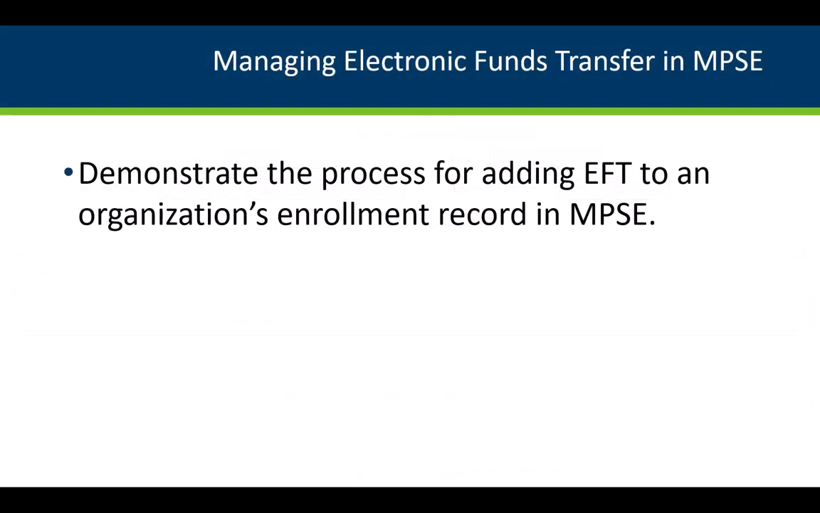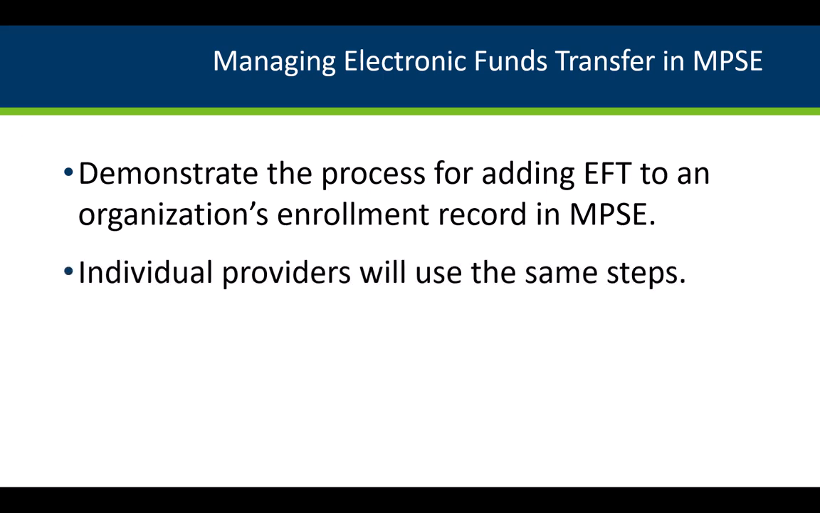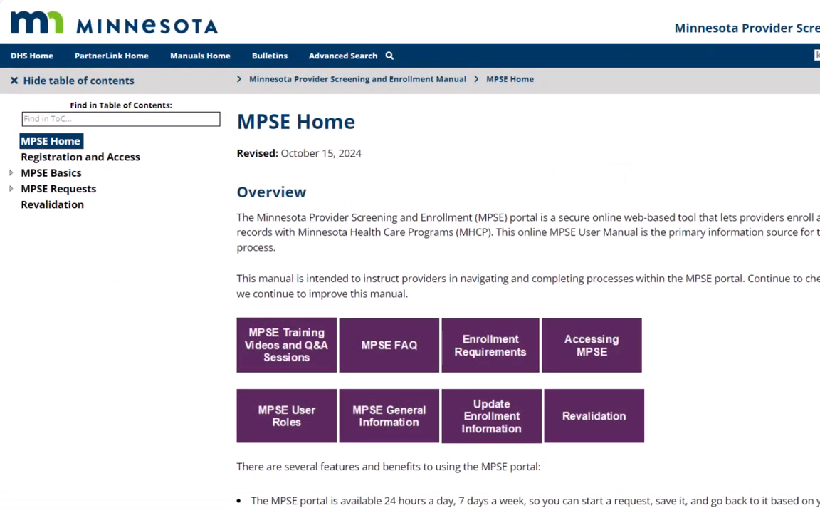In this video, we have demonstrated the process for adding EFT information for an organization's enrollment record in the MPSE portal. If we were an individual provider, we would use the same steps to add EFT to our individual provider record. If we had any questions about adding an EFT in MPSE, we would refer to the MPSE User Manual. In the MPSE User Manual, we will find the instructions we need by selecting MPSE Requests from the left side of the page and then select Enrollment Record Request.